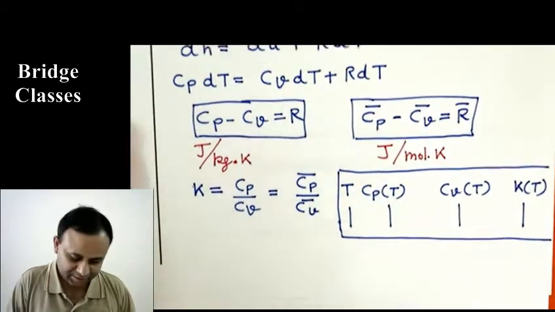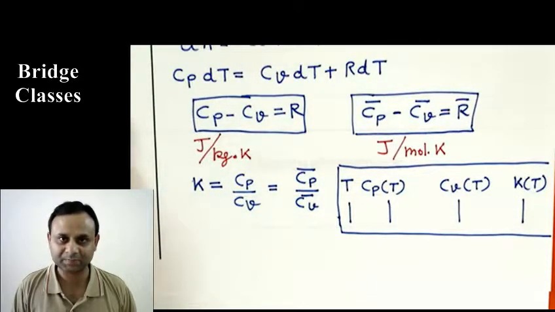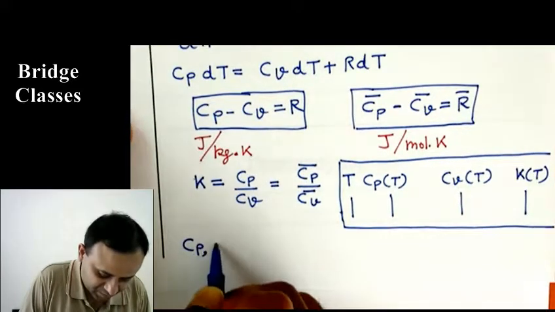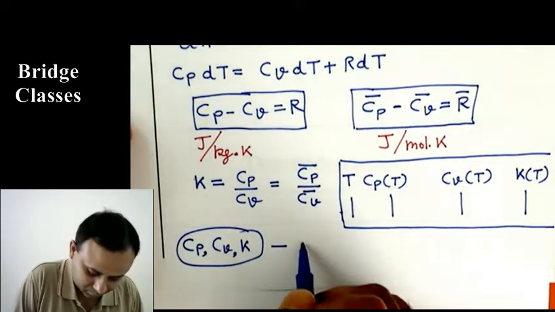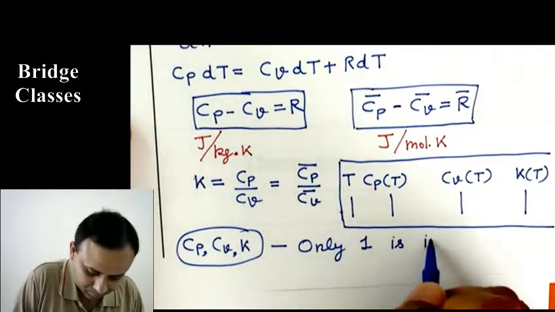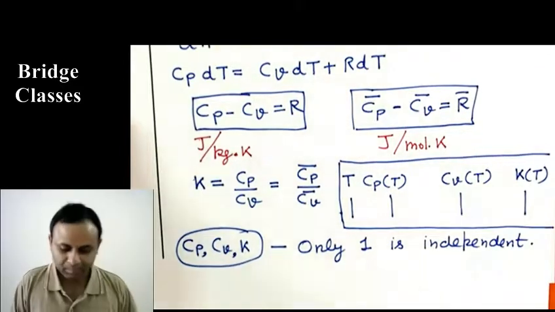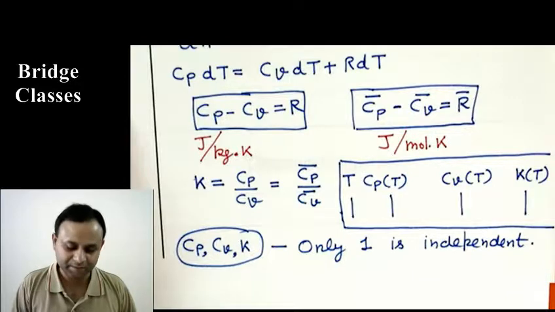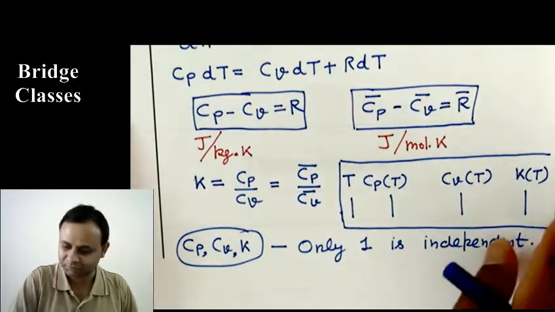And out of these three, Cp, Cv and K, only one is independent and others are dependent. If you have one of these, you can determine others. Let me show you that.